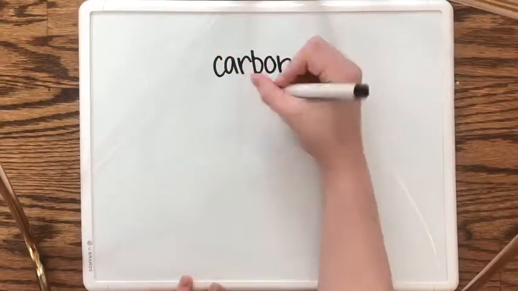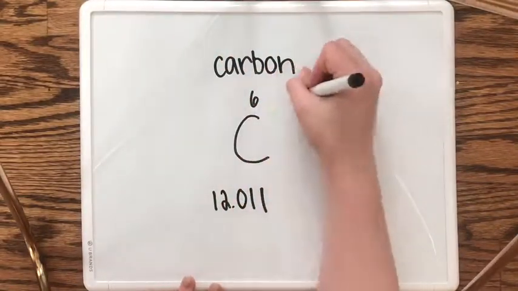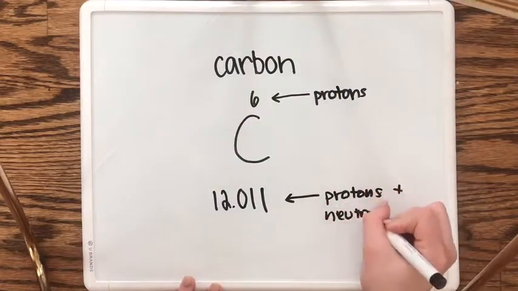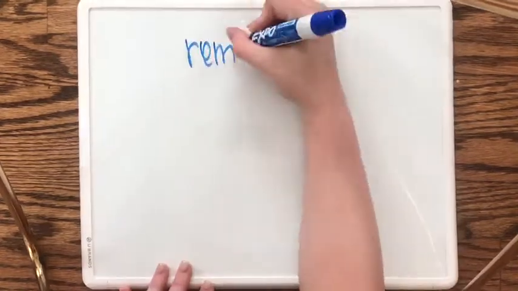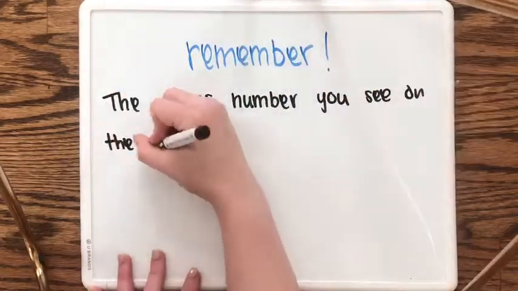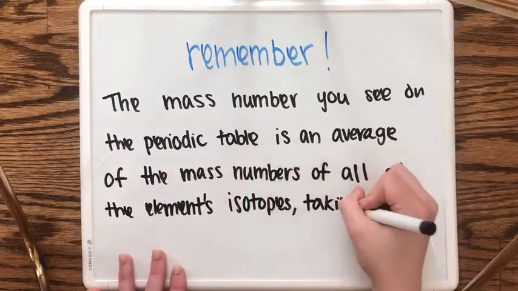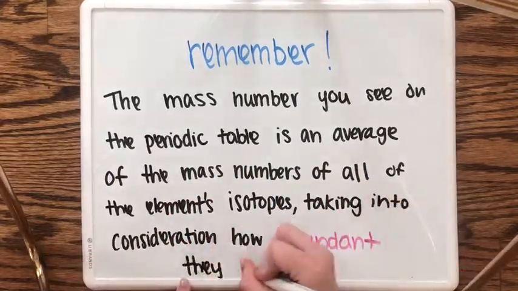Let's take carbon for example. Carbon has an atomic number of 6, which means it has 6 protons, and a mass number of 12, which is equal to the number of protons plus the number of neutrons. Remember, the mass number that you see on the periodic table is an average of the mass numbers of all of the element's isotopes, taking into consideration how abundant they are.